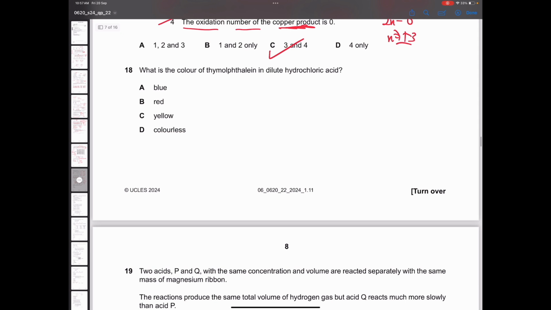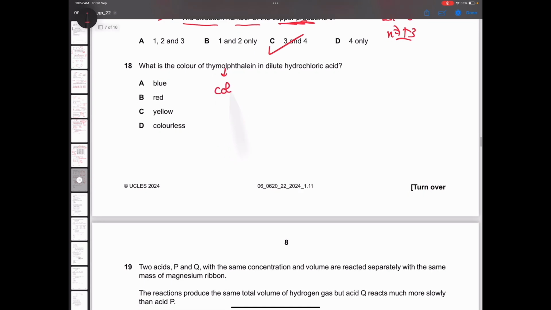Question number 18. What is the color of thymolphthalein in dilute hydrochloric acid? For this you can remember that thymolphthalein goes from colorless to blue. In acid it is colorless, and when the pH increases, in the basic range, it becomes blue. They're asking for acid, so the answer should be colorless. So option D is correct.